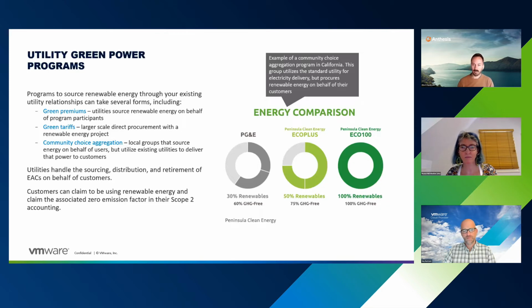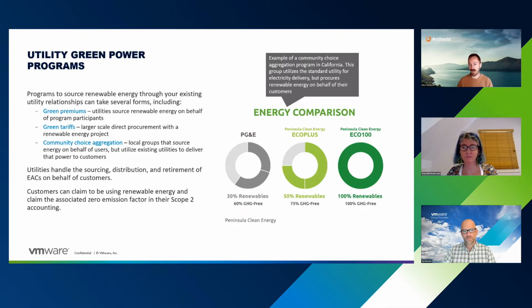So this example on the right here is from a community choice aggregation group in the Bay Area called Peninsula Clean Energy. Peninsula Clean Energy operates on the Pacific Gas and Electric, PG&E, the standard utility. You can see in this graphic they're saying, if you go with PG&E, it's about 30% renewable, the standard mix. But we offer two programs: there's a 50% renewable and a 100% renewable program you can sign up to.